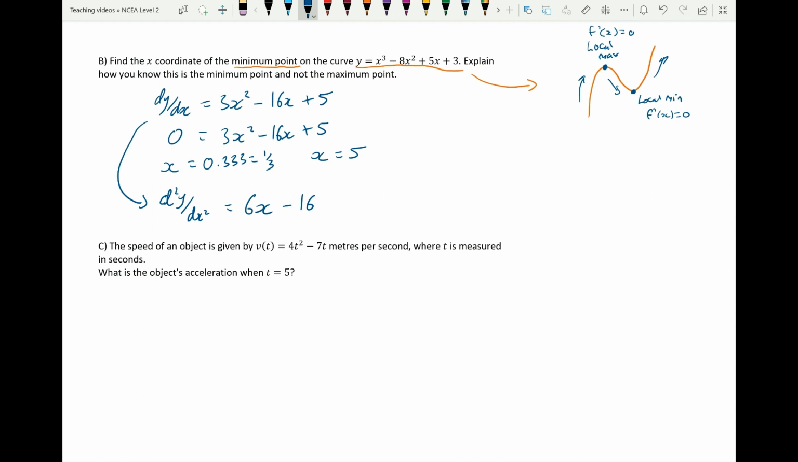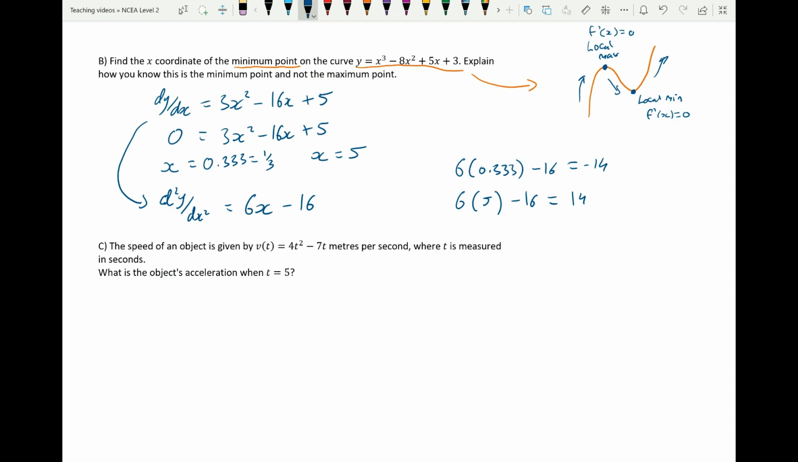And then what we're going to do is substitute the x coordinates into this second derivative, and we'll see what we get. So going back to the regular calculator function. When x equals 0.333, 6 times 0.333 minus 16 is negative 14. And then when it's 5, it is positive 14. The exact number you get doesn't matter. All that we really care about is whether it's positive or negative.